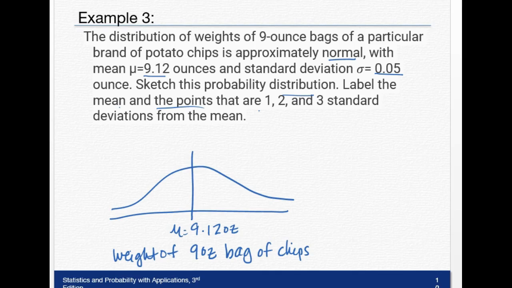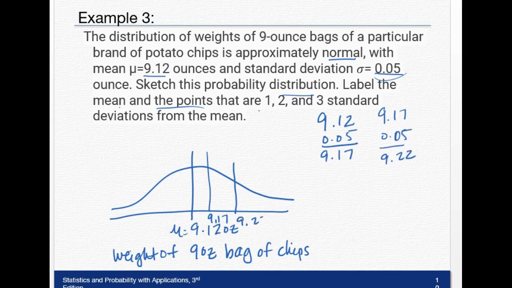Well, to find one standard deviation out, I'm going to take the 9.12 and add one standard deviation. It's 0.05, which gives me 9.17. So 9.17 is one standard deviation higher. Now to go 2 standard deviations higher, what am I going to do? I'm going to add another 0.05. That gives me 9.22. This is 1 standard deviation out, 2 standard deviations out, and then 3 standard deviations out. Hopefully you get that you would be taking the 9.22 and adding 0.05, which gives us 9.27.